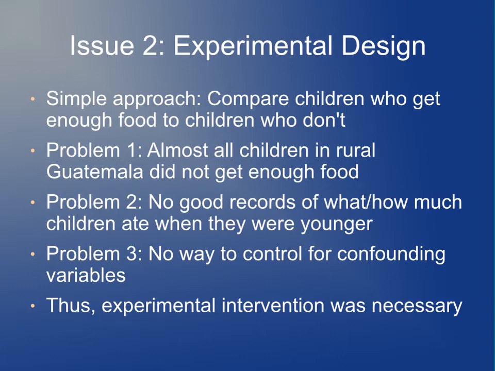Well, there are several problems with this approach. Number one is the sad truth that almost all children in rural Guatemala don't get enough food. Second problem is that in order to do this, you would have to know which children got enough food when they were younger and which children didn't, and it's obviously not something that people keep track of. That can be very difficult to determine, and there's no way to control for confounding variables like access to health care, clean water, whatever the case may be. So they decided some level of experimental intervention was necessary.